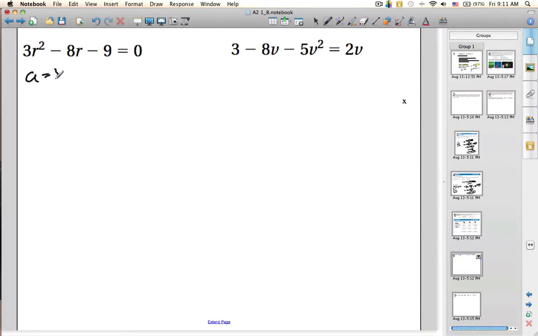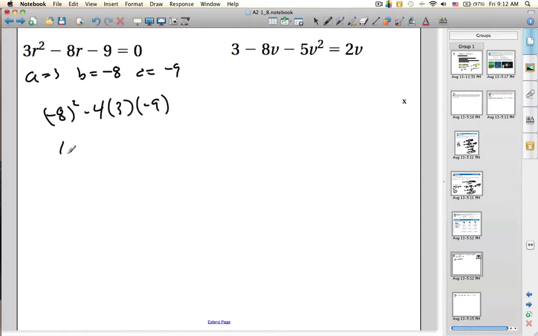A is equal to 3, b is equal to negative 8, c is equal to negative 9. If I go through to solve, I'm not going to just classify, I'll classify it as we go along. So if I want to know what type of solutions we'd have, I take b squared, right? So I'll have negative 8 squared minus 4 times a, which is 3, times c, which is negative 9.